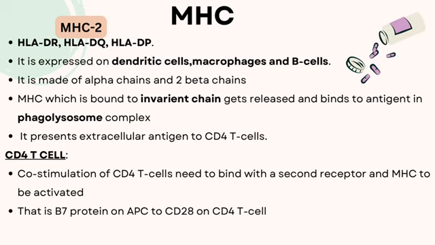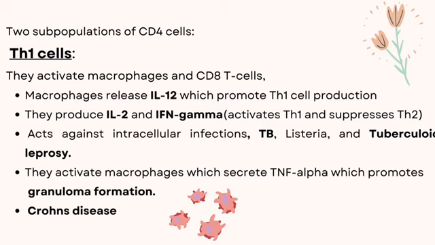It expresses the exogenous antigen by forming a phagolysosomal complex. The CD4 cells need to be co-stimulated in order to be activated. That is, by binding of the B7 protein on APCs with the CD28 on the T cell. There are two subpopulations of CD4 cells, the Th1 cells and Th2 cells.